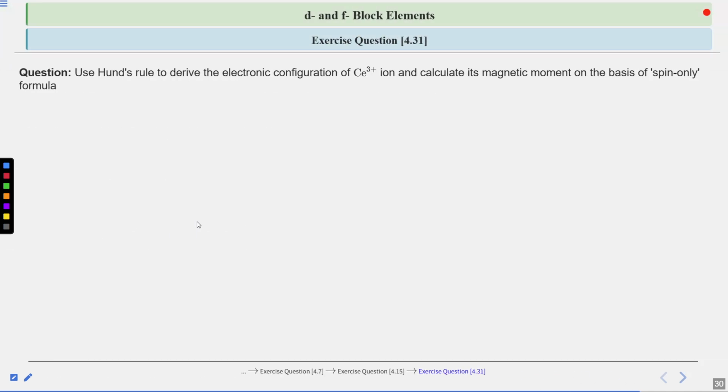Let's see another question, that is exercise question 4.31. It says: use Hund's rule to derive the electronic configuration of cerium 3 positive ion and calculate its magnetic moment on the basis of the spin only formula. So you have to do two things. First, you have to use Hund's rule for writing the electronic configuration of cerium 3 positive ion. Then you have to calculate the magnetic moment of cerium 3 positive ion on the basis of the spin only formula. So you are provided some time. Try to solve this. Then we will see the correct answer.